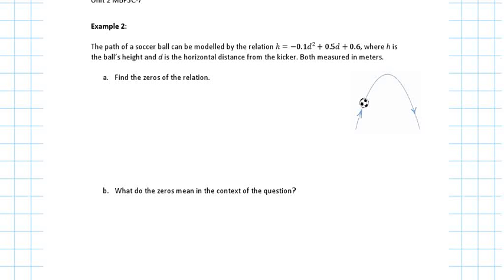can be modeled by the relation h equals negative 0.1 d squared plus 0.5 d plus 0.6, where h is the ball's height and d is the horizontal distance from the kicker, both measured in meters. Find the zeros of the relation. Because they're asking you for the zeros of the relation, what does that mean? What form do you need it to be in?